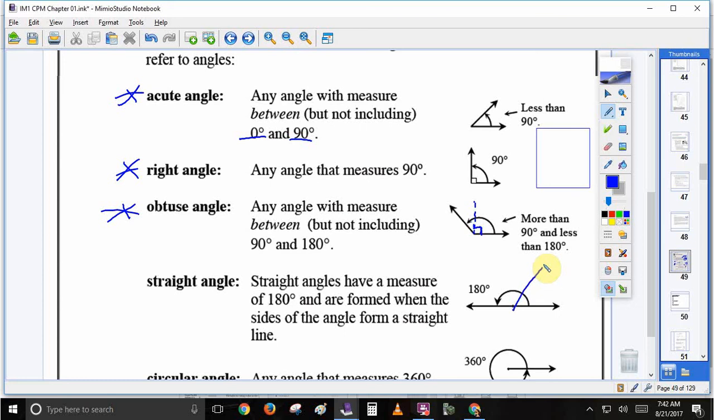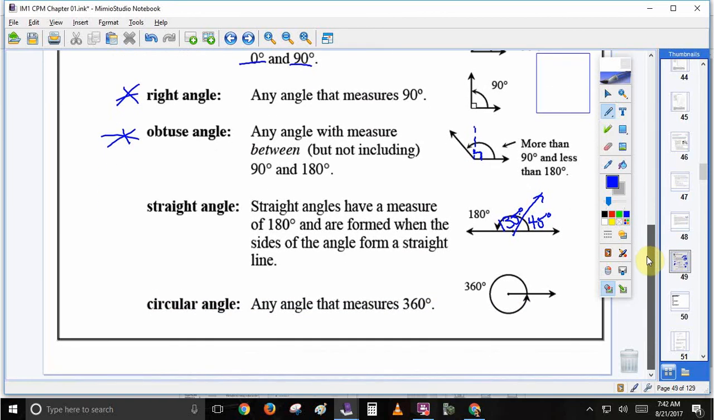So if we had an angle like this, and let's say this angle is 45 degrees, and this angle is 135 degrees, and we add those two together, we get 180 degrees. So those two angles together form a straight angle. They're also called supplementary angles, and we'll deal a lot with those as time goes on.